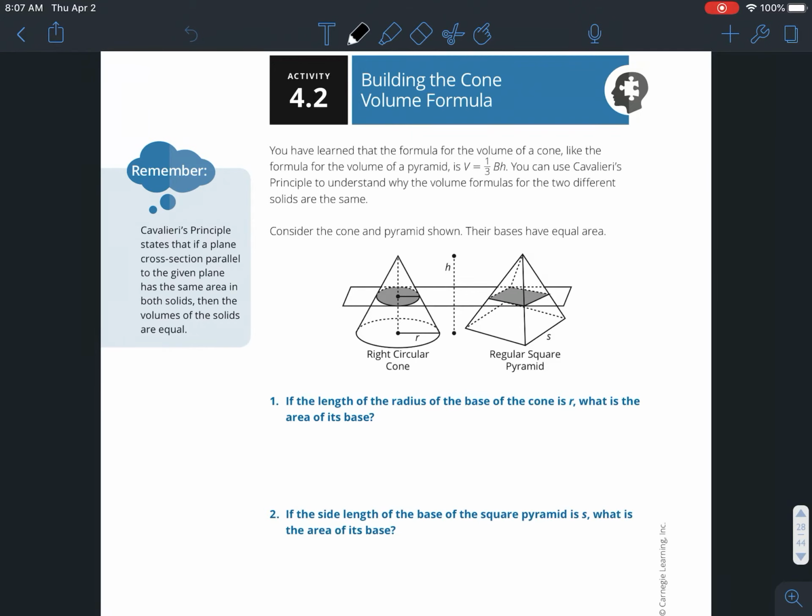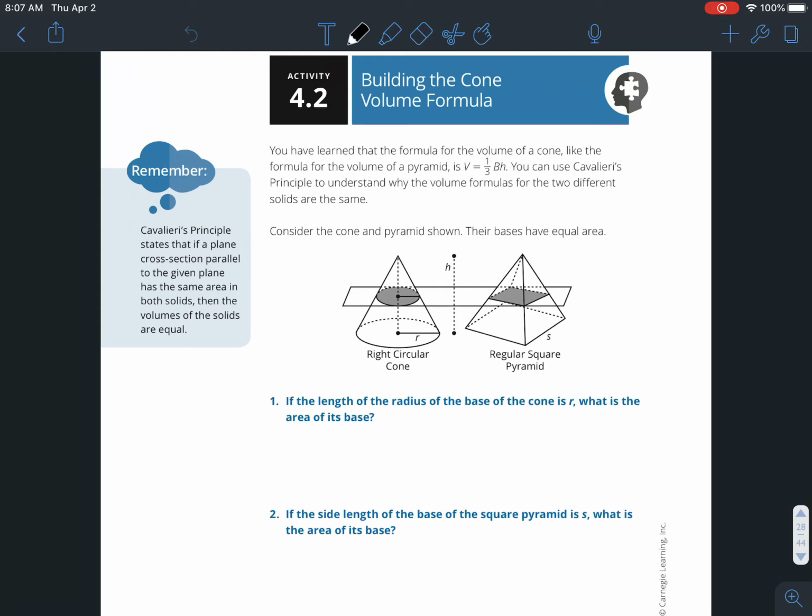Alright, today we're going to work on activity 4.2, building the cone volume formula, as well as trying to get to activity 4.3. Both of these seem to be really short. And then I have a worksheet assignment for you guys that works on cylinders and square pyramid formulas.